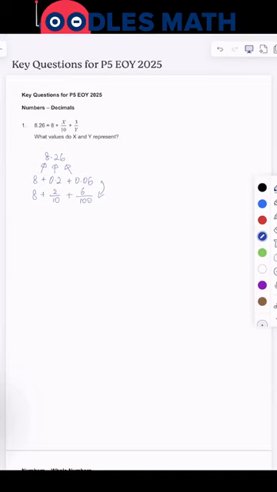And let's take a look at the numbers. By observation, you will realize that x over 10 is actually represented by 2 over 10 here. So very quickly we know that x over 10 is equal to 2 over 10, and by comparison we know that x is equal to 2.